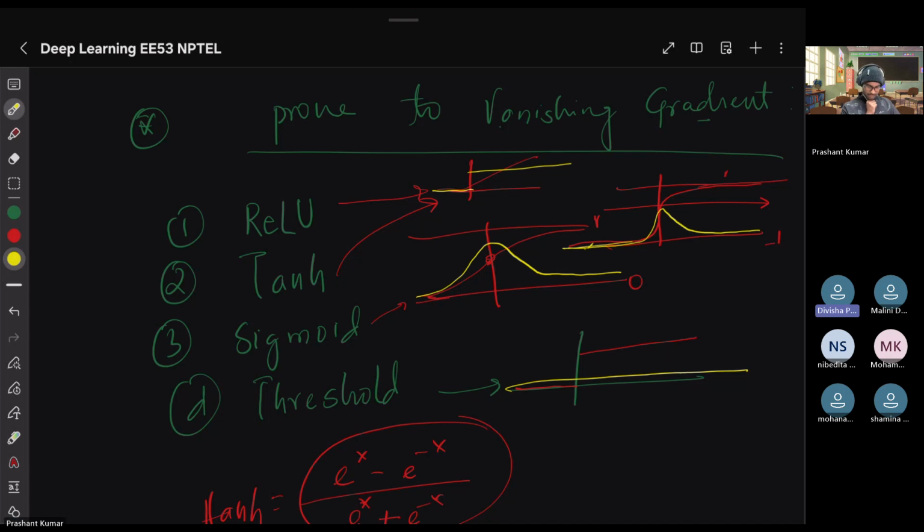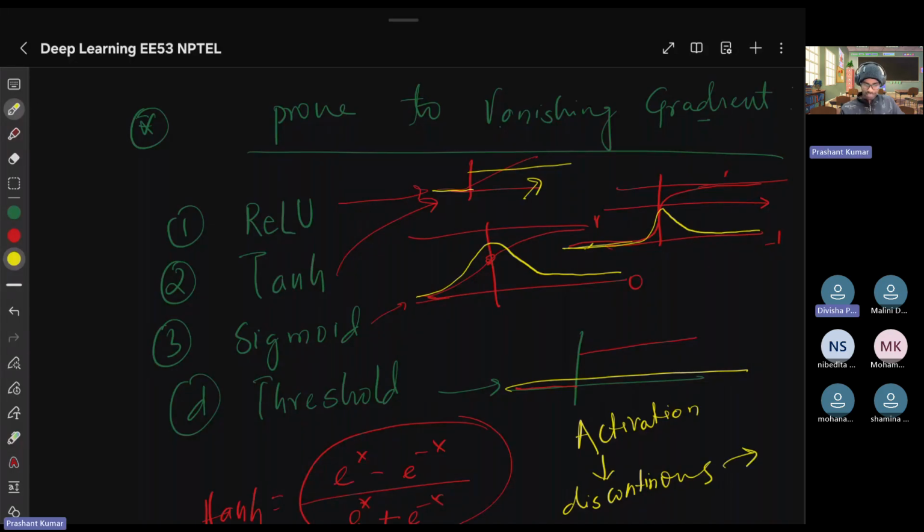Original value. Yeah. In this case, they are providing the answer TANH, but I think threshold should be the correct class. I mean, first of all, this activation function is discontinuous. Okay.